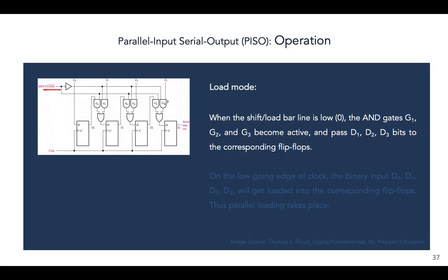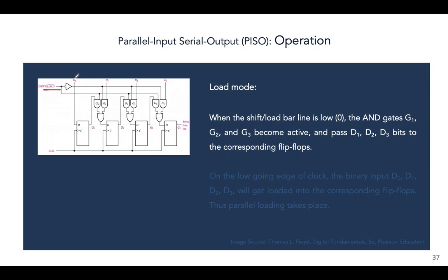active. What it means when we say it becomes active is that they behave like open circuits. So they let whatever input they have become the output. So they let it pass through them, like open circuits. So when G1, G2 and G3 are behaving like open circuits, they pass D1, D2 and D3. And this is the 4 bits of your input. D0, D1, D2, D3 are the 4 bits of your input data.